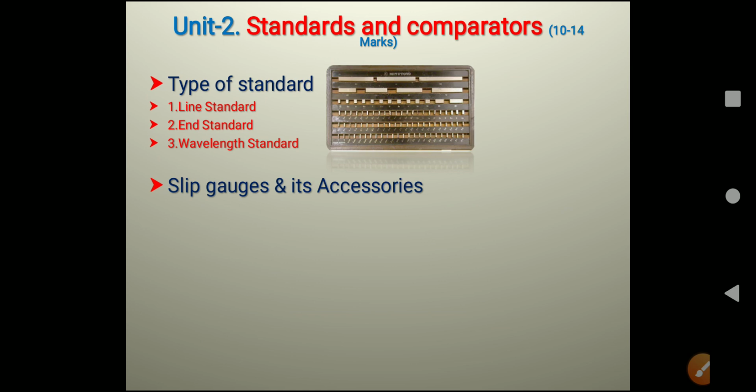Basically, standard systems for linear measurement used throughout the world are English and metric, that is yard and meter. So classification is basically done into line and end standard. In the line standard, the length is the distance between the centers of engraved lines, whereas in end standard, it is the distance between the end faces of the standards. For example, for line standard it is a measuring scale, and for end standard it is the vernier caliper, micrometer screw gauge, or standard slip gauges or blocks.